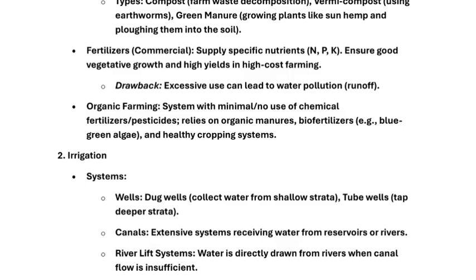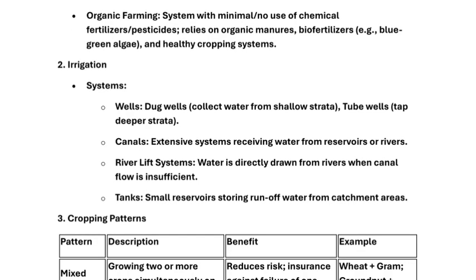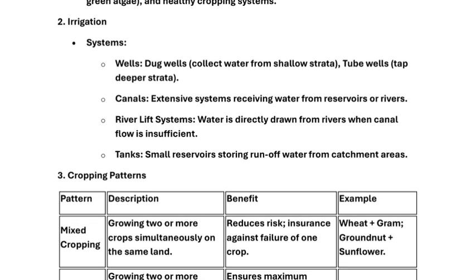Fertilizers ensure good vegetative growth and high yields in high-cost farming. Drawback: excessive use can lead to water pollution and runoff. Organic farming is a system with minimal or no use of chemical fertilizers and pesticides. It relies on organic manures, biofertilizers, for example blue-green algae, and healthy cropping systems.